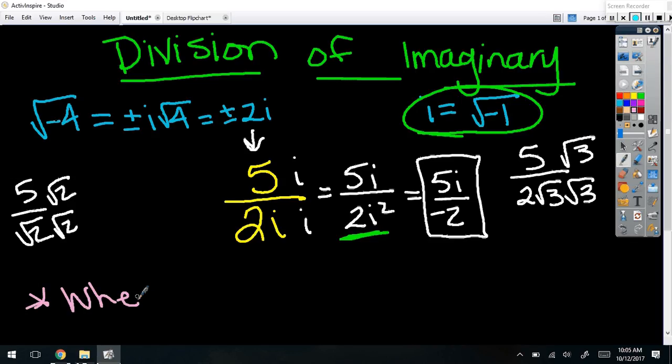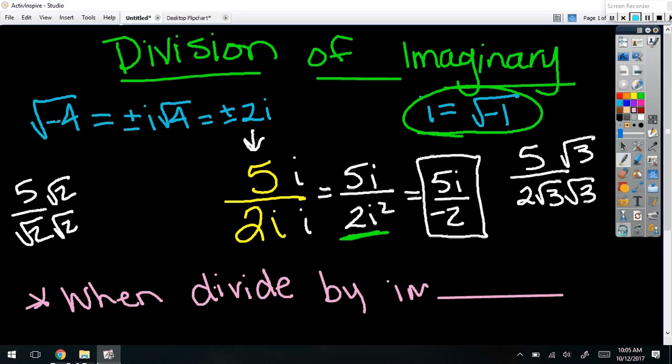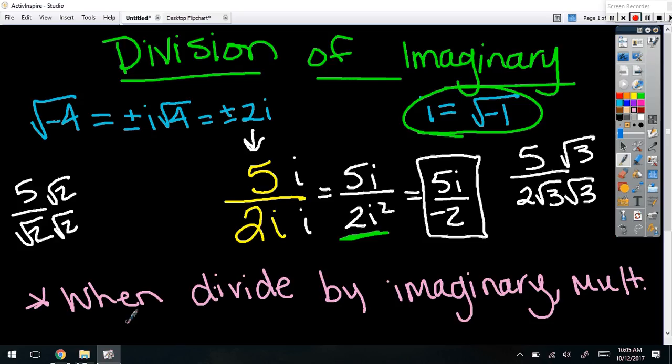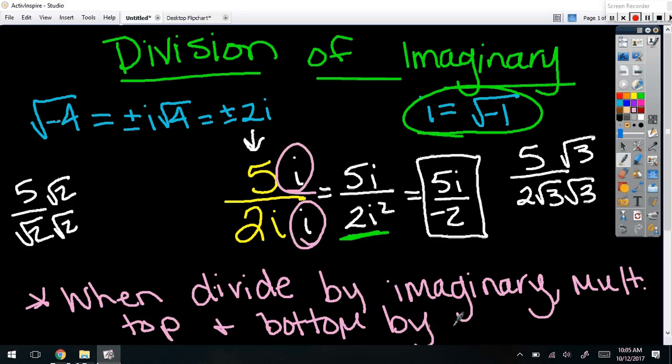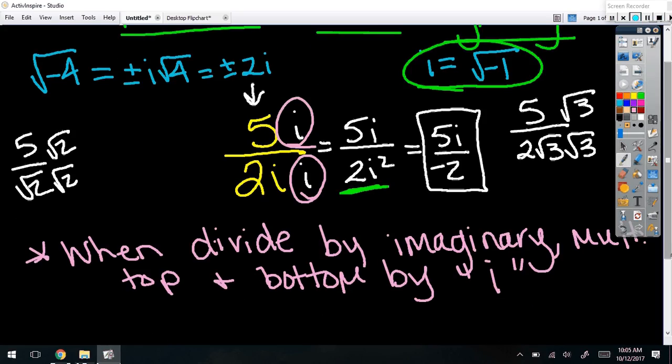When you divide by an imaginary, you multiply the top and bottom by what? What do we multiply the top and bottom by? No, this is not a complex in the bottom. It's just an imaginary. It's just an i in the bottom. I'll give y'all a second. Copy that now before we do another example.